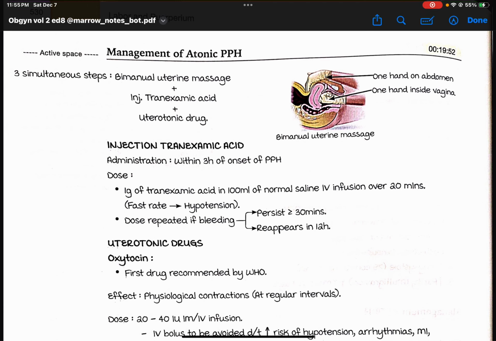Management of atonic postpartum hemorrhage. Three simultaneous steps: bimanual uterine massage, plus injection tranexamic acid, plus a uterotonic drug. One hand on the abdomen and one hand inside the vagina is called bimanual uterine massage.